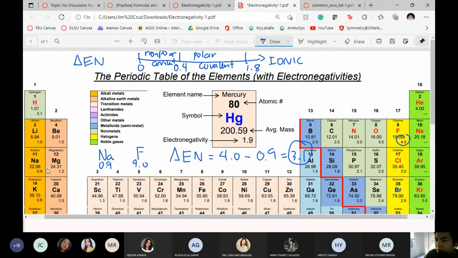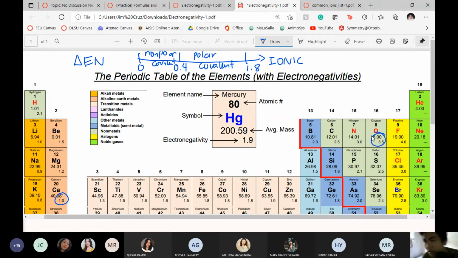So let's take a look into our next example from earlier. You have calcium and oxygen. Let's determine the electronegativity difference and show that it is indeed ionic. For calcium, that's 1.0. For oxygen, that's 3.5. So let's get the delta En: big number minus small number, which is 2.5. So the electronegativity difference of calcium and oxygen is indeed greater than 1.8. That indicates there is a full transfer of electrons.